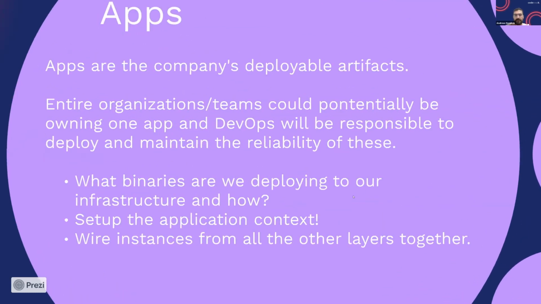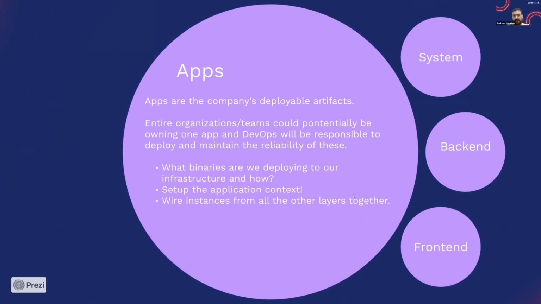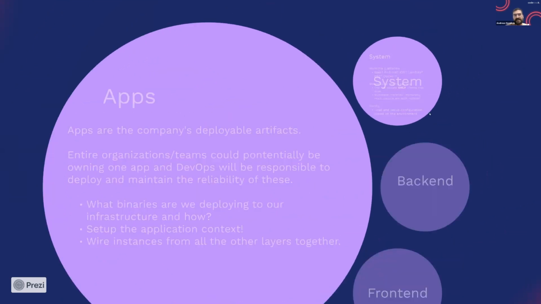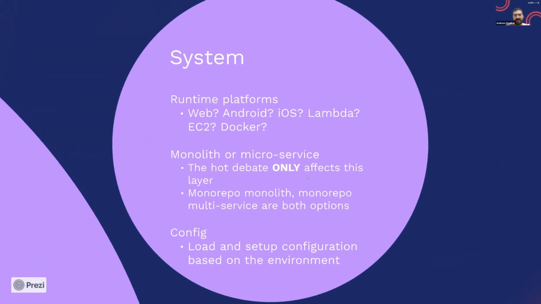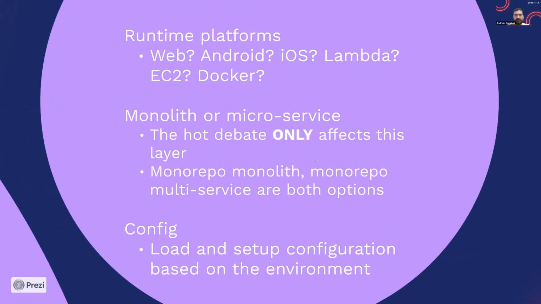So wire the necessary tenets and provide that to the SDKs, instantiate the necessary SDKs and wire that into, let's say, the RPC context, etc. At the system level, the things you should be concerned about is, what are the runtime platforms for this application? Is it a web application, Android application, iOS application? Is it running in a Lambda serverless environment on AWS or on a raw EC2? Am I going to be using Docker in order to package the application or not?